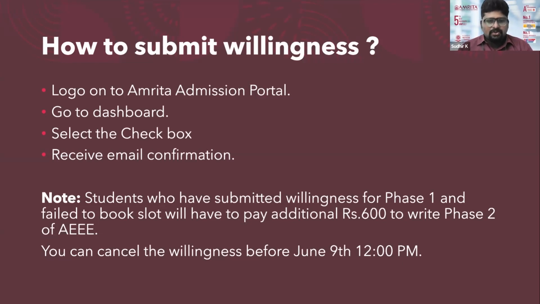Important note which I want to tell you students. If you have submitted willingness for phase 1, that means you have given the declaration, but failed to book the slot, then if you want to write the exam in phase 2, you need to pay an additional amount of rupees 600. Or, you have given the willingness now, but you got an emergency. You couldn't attend the exam.